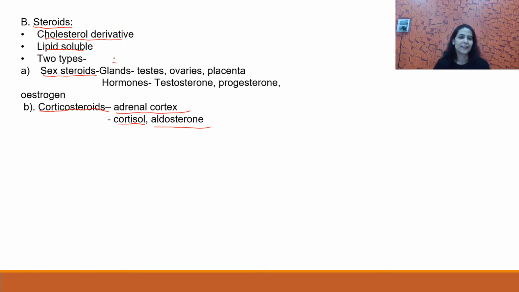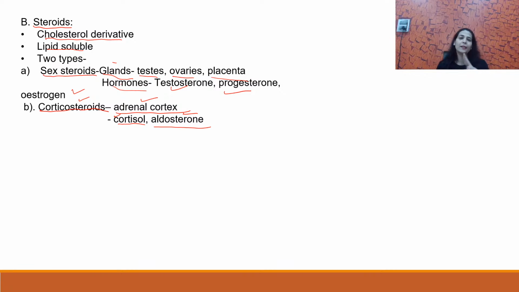Sex steroids are the steroids which are produced by testes, ovaries, and placenta. And the hormones are testosterone, progesterone, and estrogen. Corticosteroids are the ones which are produced from the adrenal cortex. They are cortisol and aldosterone. Please do remember this, right? So steroid hormones are limited. They are sex steroids or corticosteroids.